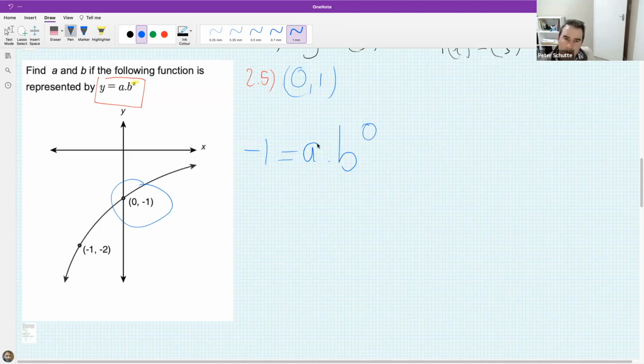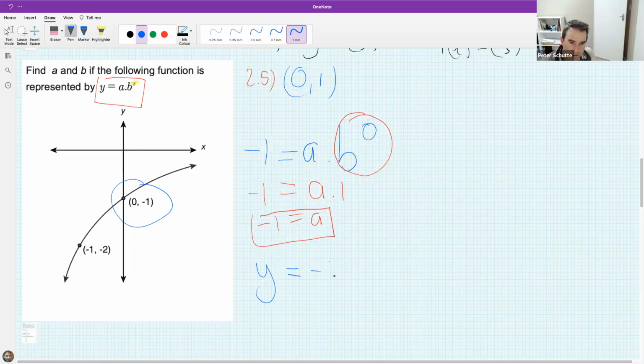Anything to the power of 0, I know that's 1. So B is not going to be 1 actually. This whole thing is going to be 1, which means I get A times 1 is minus 1. And actually what that's telling me is that A is minus 1. So be careful there, because it doesn't tell me that B is 1. It actually tells me that A is minus 1 based on that point. So in my quest, I've now found out that this is what I know so far.